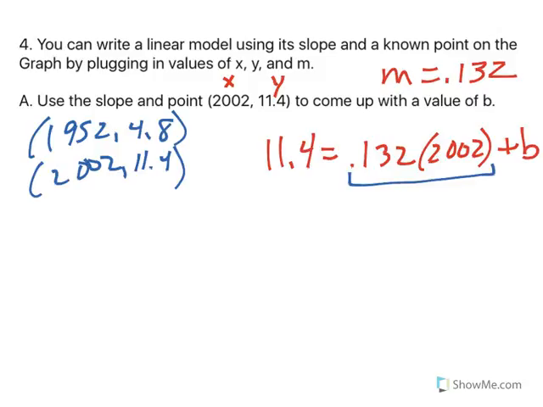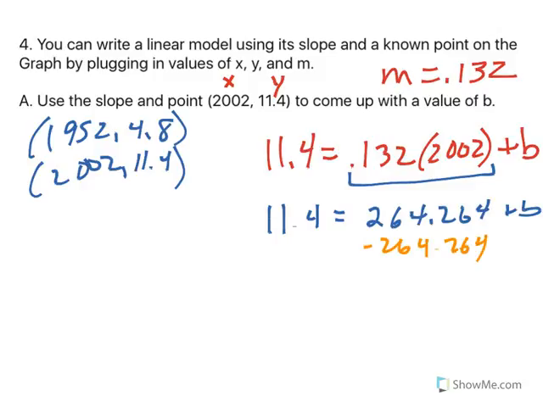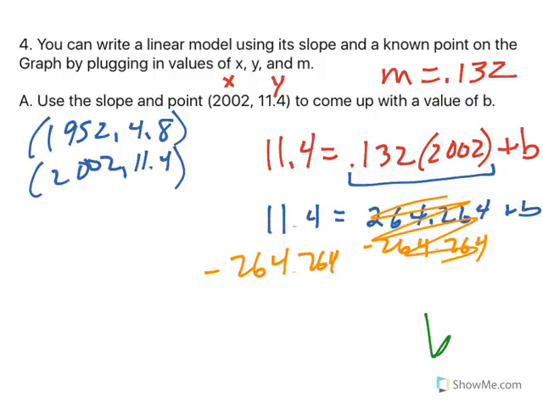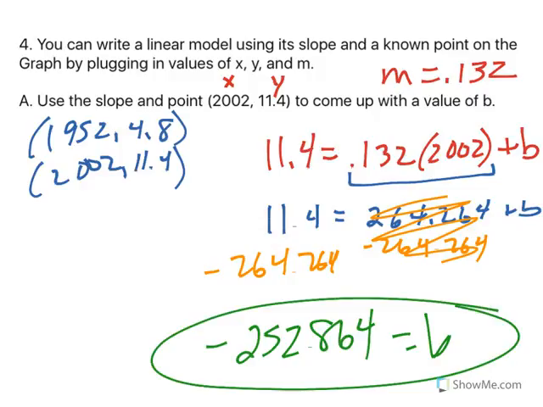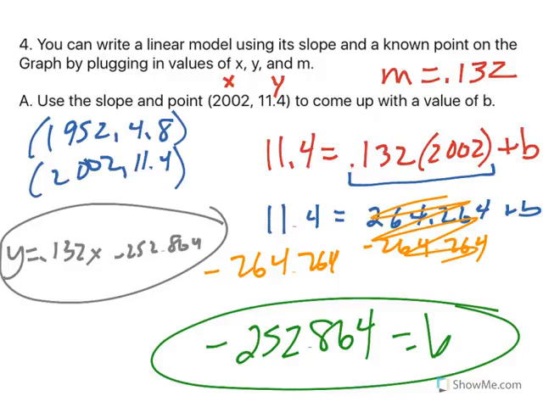I multiply these two together, and I get 11.4 equals 264.264 plus b. I subtract that from both sides to get b by itself, and I end up with a b value of negative 252.864. So my formula for this one would be y equals 0.132x minus 252.864. So we have the same slope, we have the same data, but in those two equations we have very, very different y-intercepts, right?